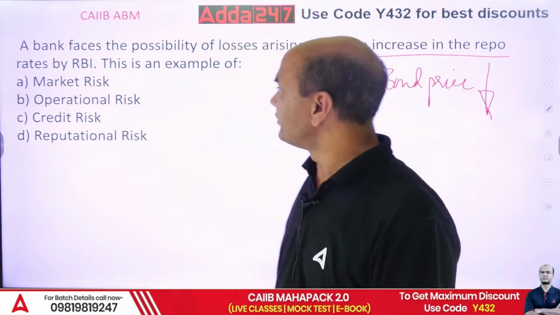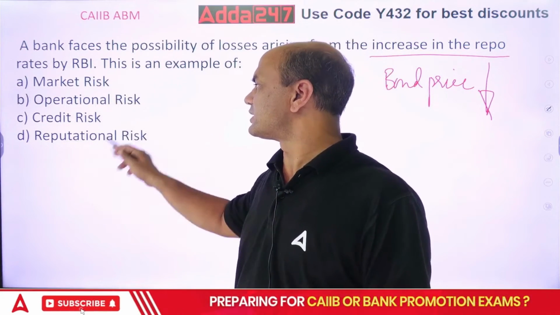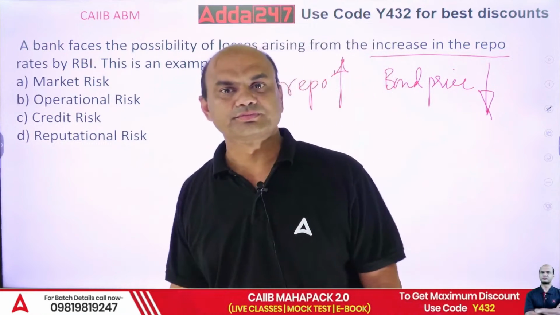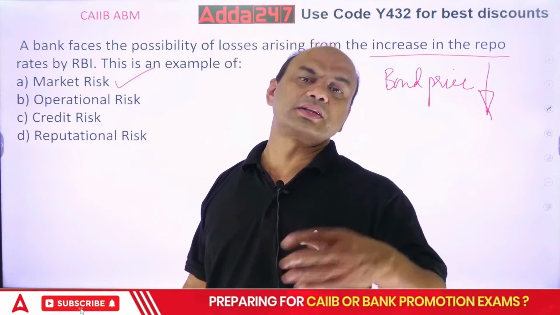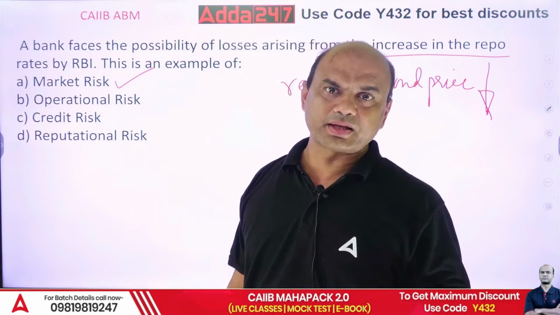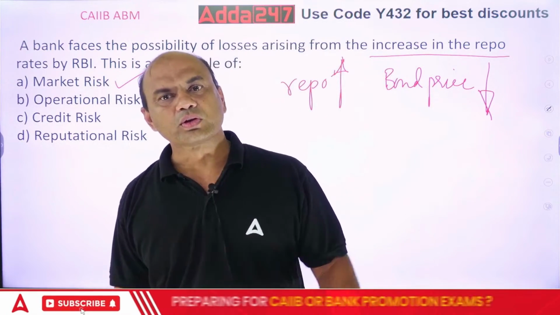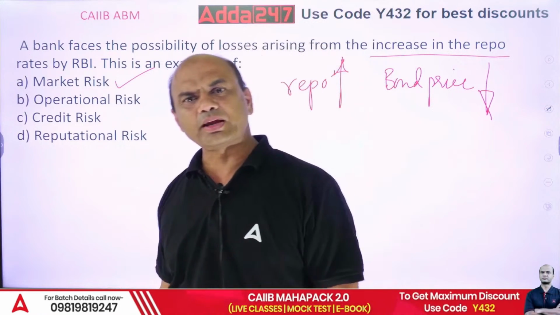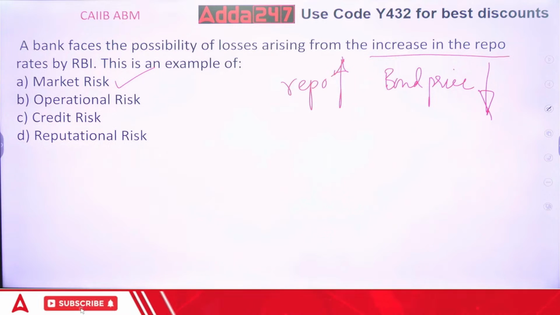So, this is an example of what? Market risk, operational risk, credit risk, reputational risk. It is an example of market risk. Market, because it's not in your hands. RBI should increase the repo rate or not, is your bank concerned in that? Does RBI ask your bank, should I increase the repo rate? It will not ask. So whatever is not in your hands, but it affects you, is basically known as market risk, right? So, the answer is market risk.